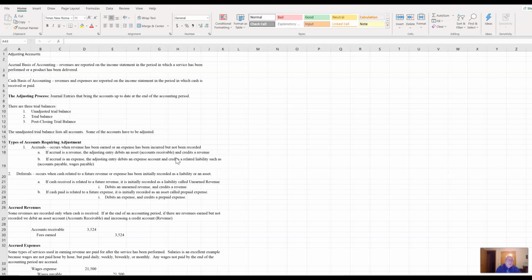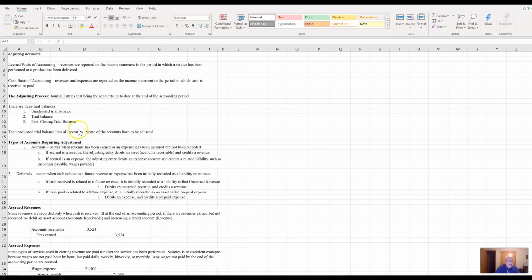So we're going to do the accrual basis of accounting. Now the adjusting process, we have three types of trial balances. The unadjusted trial balance, which we covered. The trial balance, sometimes also called the adjusted trial balance. That's the main one we're going to deal with. And then the post-closing trial balance, which we'll do later, and that's to make sure everything's okay.